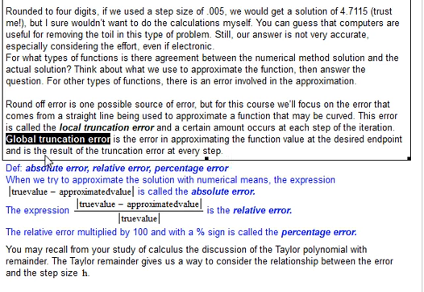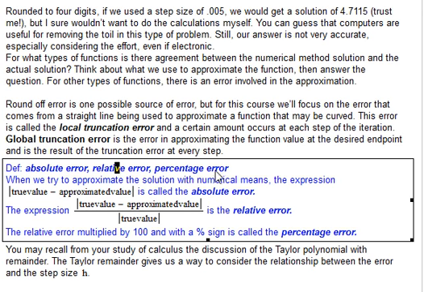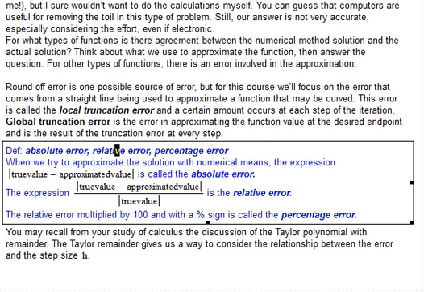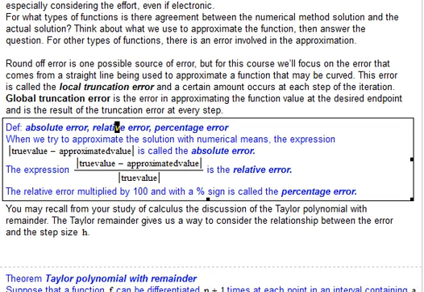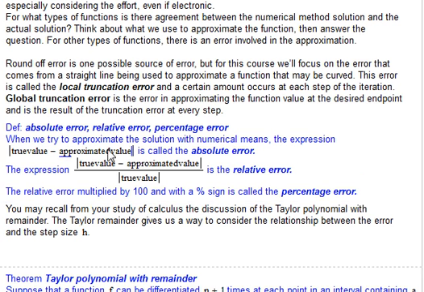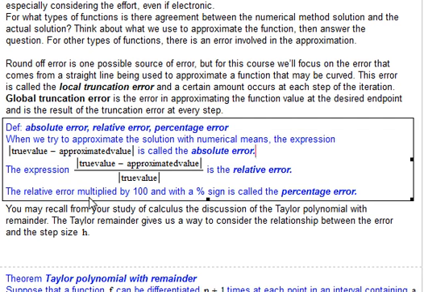And so the absolute error, the relative error, the percentage error, they're pretty straightforward. The true value minus the approximated value, in absolute value, is called the absolute error. The expression true value minus approximated value over true value is the relative error.